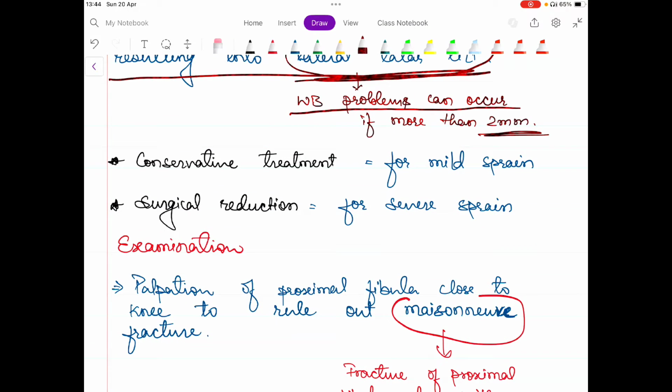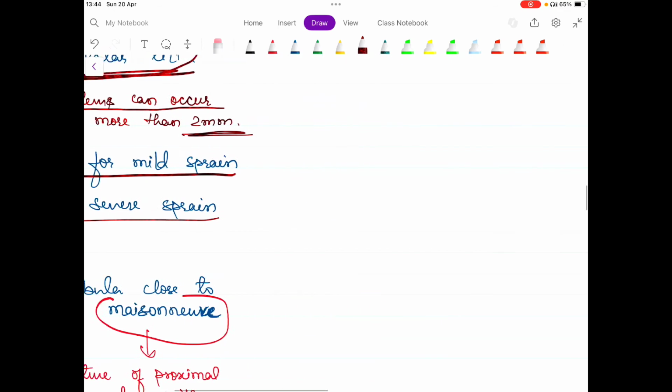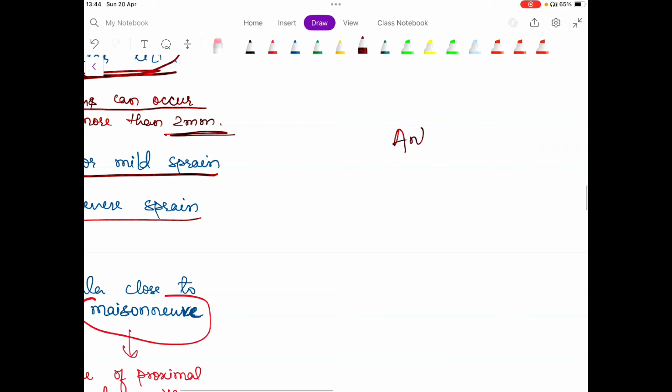Now, there are two types of treatment protocol which surgeons or orthopedic doctors use. The first one is conservative treatment for mild sprain, and then there is surgical reduction for severe sprain. Conservative treatment and surgical reduction, these two topics I have discussed in a previous video, where we talked about the ankle fracture.